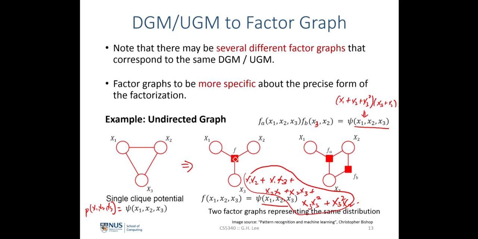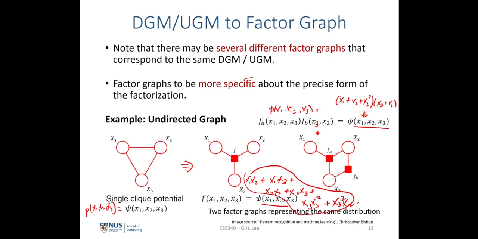But in the case when we have explicitly encoded this, or converted the undirected graph into this form over here, where we say that there are actually two factors, the joint probability distribution over x1, x2, and x3 is explicitly factorized into fa and fb, where fa is a function over x1, x2, and x3, and fb is a function of x2 and x3.